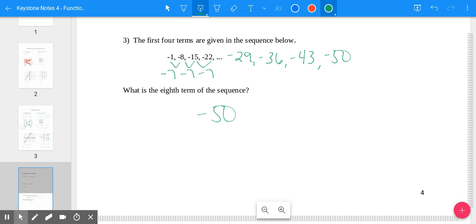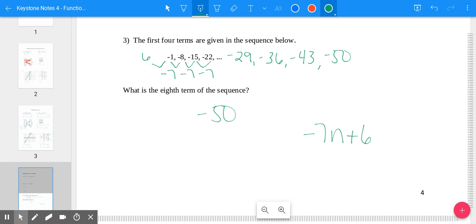If they had wanted an expression, -7 would be our slope times whatever term we're trying to find. And then really what we have to do is work backwards and find that starting value. So we're going to add 7 back on to go in reverse. So that would mean +6.